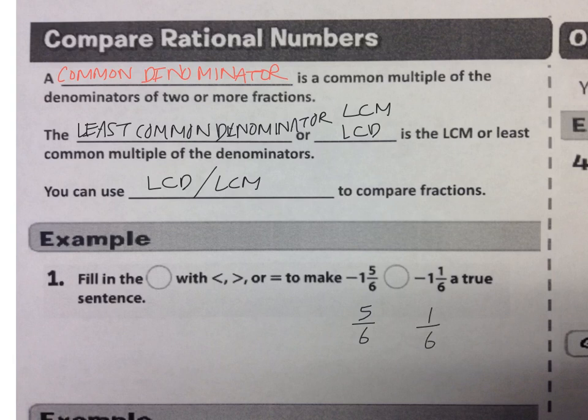Now, I know that when it's negatives, whichever one is closer to 0 is basically going to be the one that's bigger. Now, if I were to put this on a number line, negative 1 and 1 over 6 would come first, and negative 1 and 5 over 6 would come second. So, according to my number line, this one would be the bigger one. I don't need to worry about the LCM or LCD because, as you can see, both of them have an LCD or LCM of 6, so it makes it easy for me.